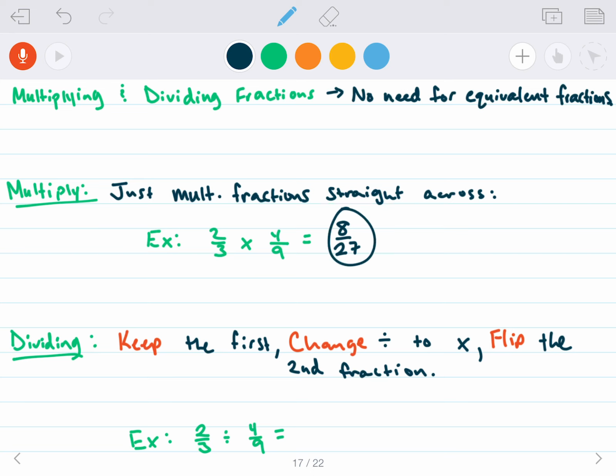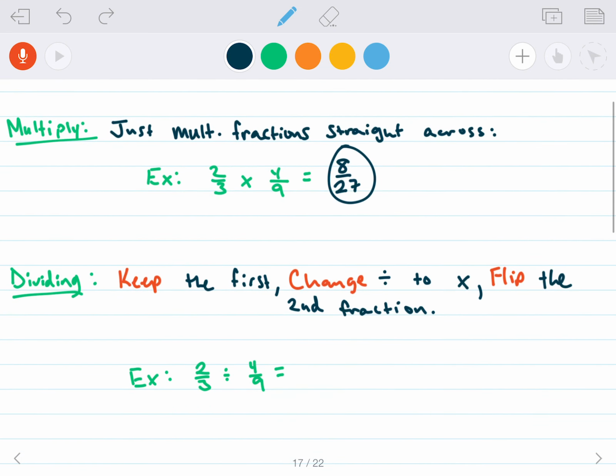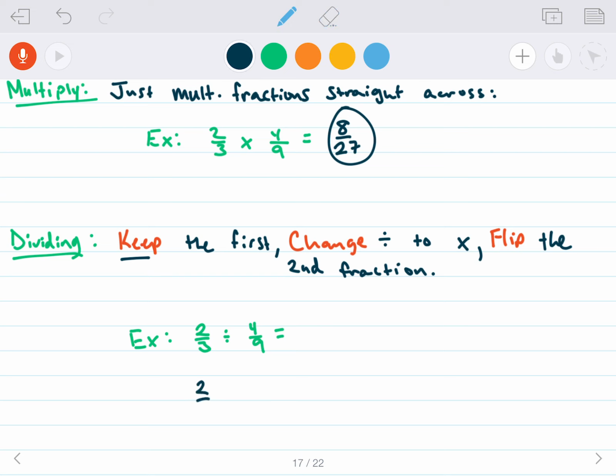Now for dividing, what we do is you can remember it as keep, change, flip. So we keep the first fraction. So in this example, we're keeping 2/3 as it is. Then the second part says change division to multiplication. So we do that. And then for the third part, we flip the second fraction. So 4 over 9 flipped is just 9 over 4. And we can multiply straight across to give us 18 over 12.